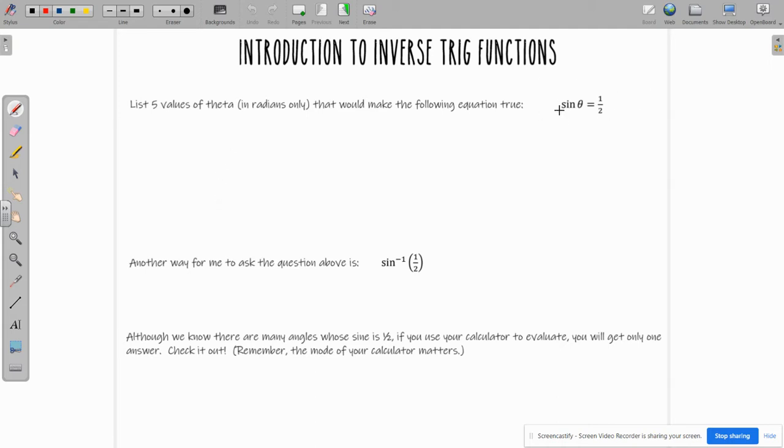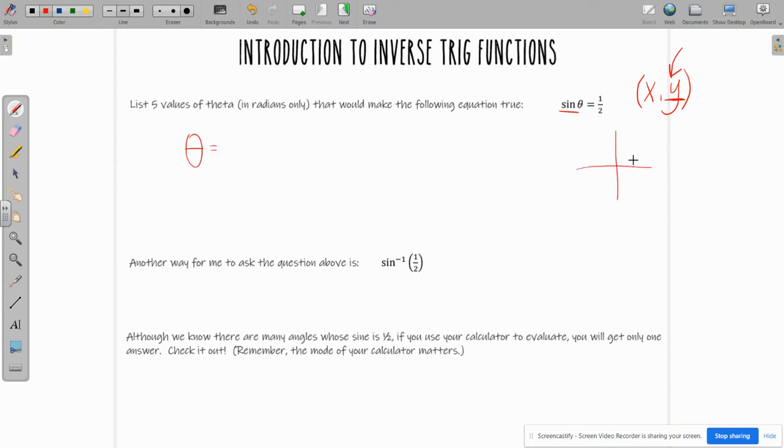So remember, the sine of an angle, when we're talking about the terminal point at that angle on the unit circle, we have your x and y coordinate, and the sine is your y coordinate. So what values of theta, or what angles, do we know have a y value that is 1/2? I can think of a few, when we're asked for 5.